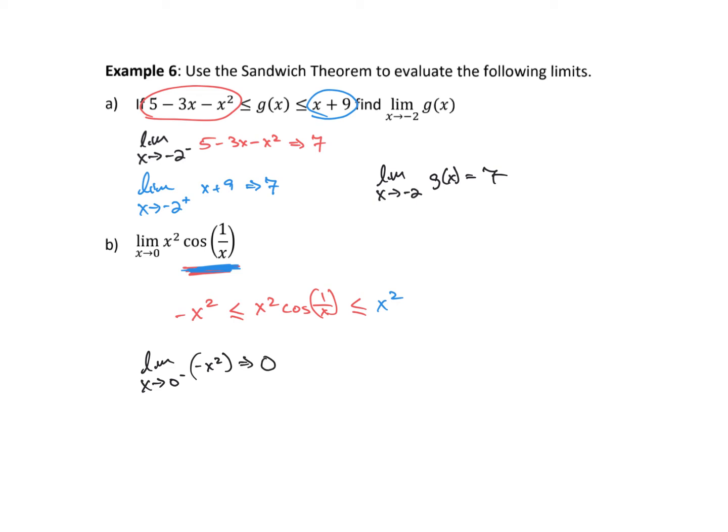All right. And then I'm going to do a limit as x approaches 0 from the right. So which one am I using now? The x squared. And what do I get?